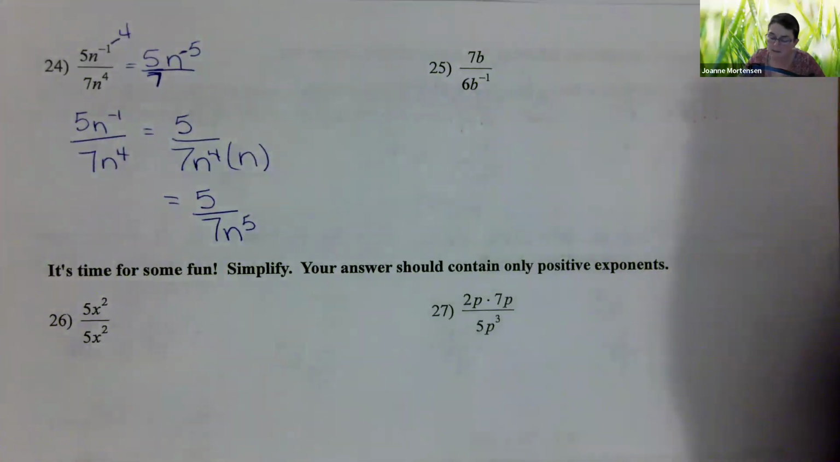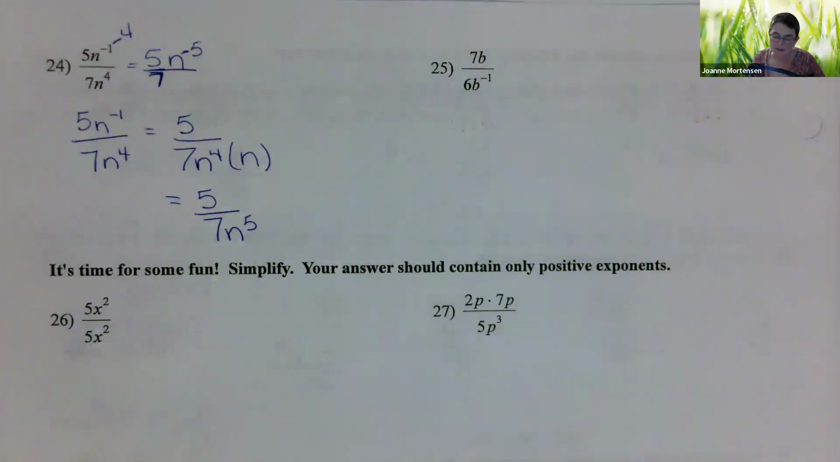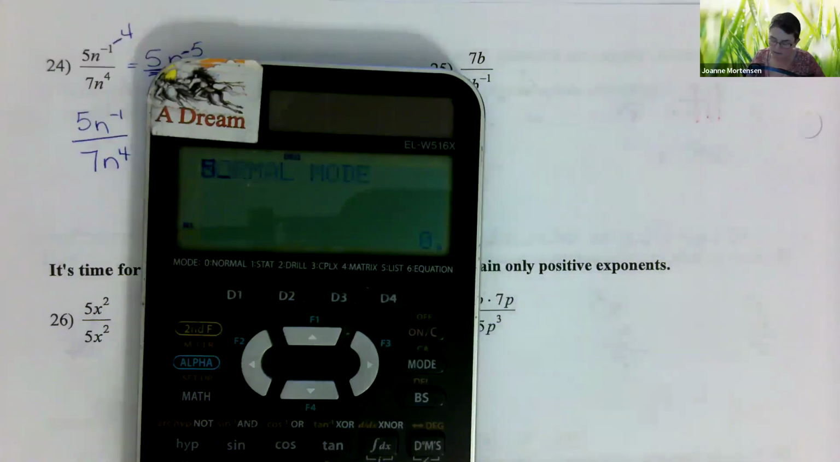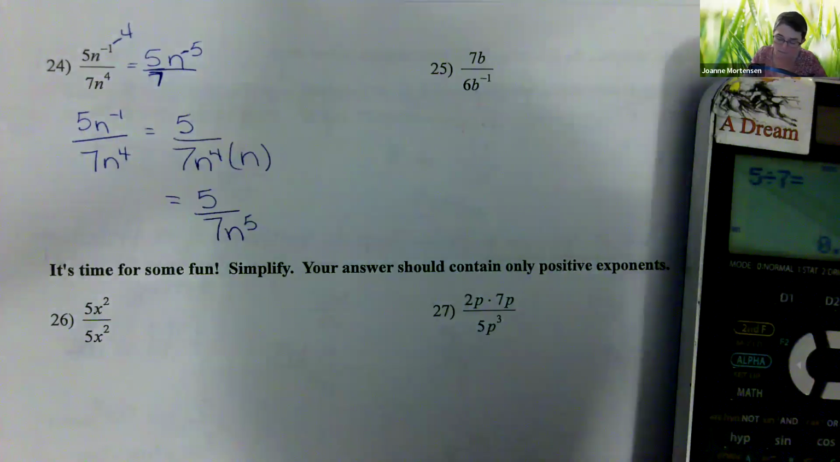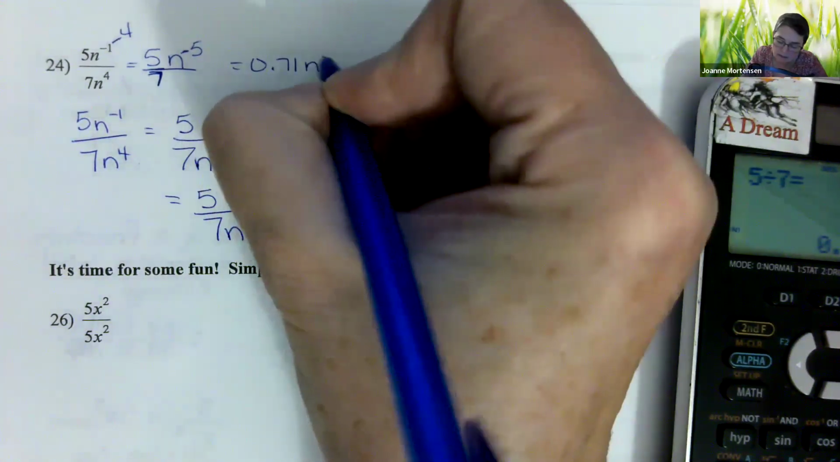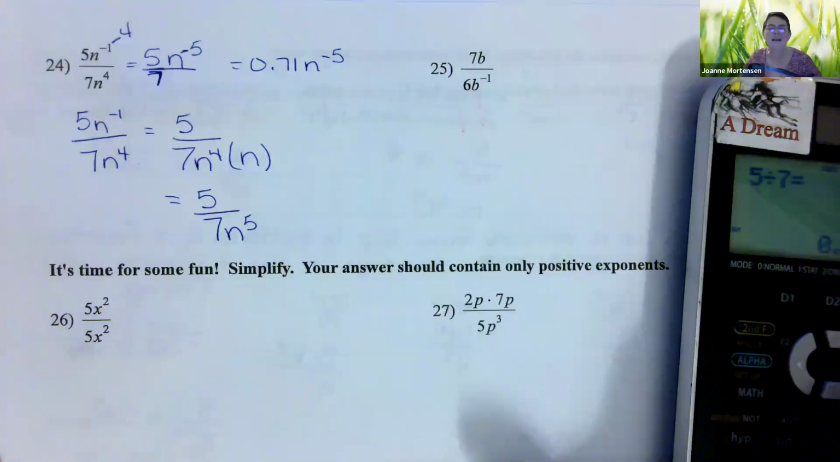All right, next one. Oh, you also could have done 5 divided by 7, 0.71. I don't encourage that, but I'm not going to argue at this point.